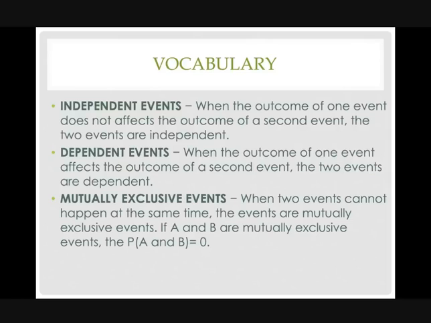childbirth, selecting the gender or the sex of the child, would be considered independent events. The fact that you had 3 boys in a row does not affect whether or not the fourth child will be a boy or a girl. Dependent events, though, will, and we'll get into that. Dependent events will affect the outcome of a future event.